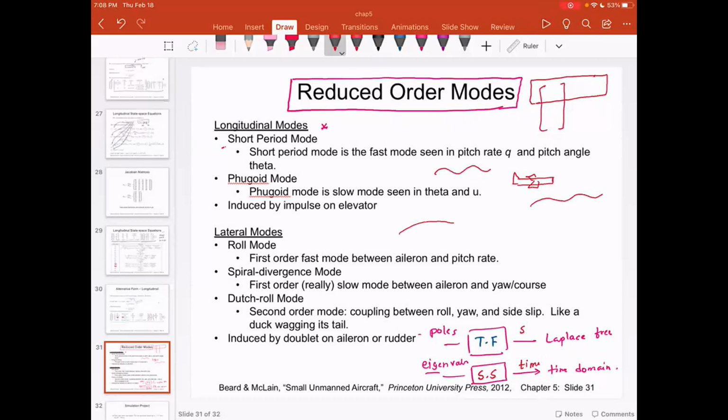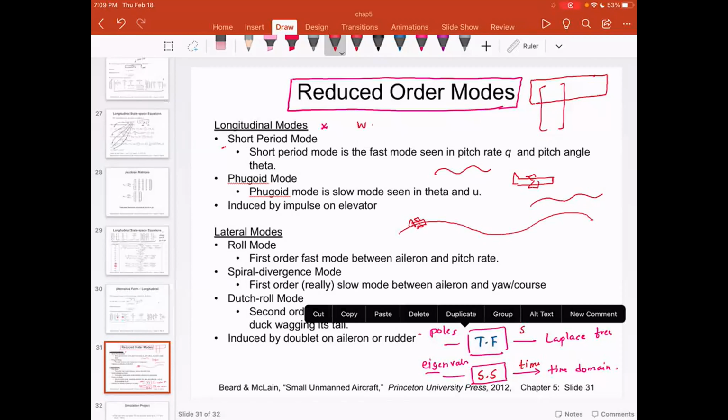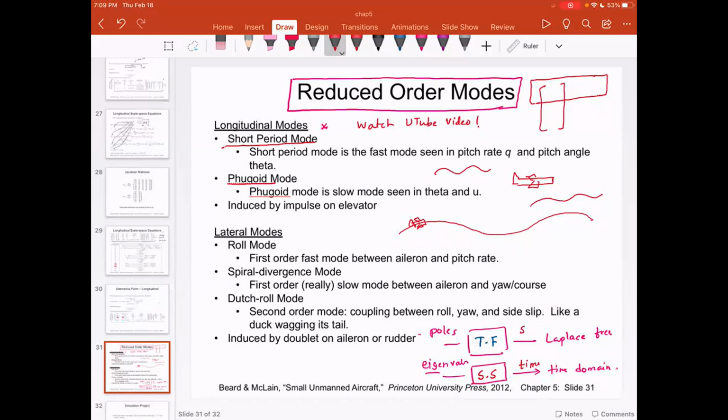Phugoid mode is like the aircraft is in the longitudinal dynamics, but it makes the upward and downward motion because eigenvalues are too far away, the eigenvalues are larger, the period is larger in one mode and the frequencies are smaller in other mode. So I would strongly recommend watching YouTube videos describing this short period mode, Phugoid mode. These are 2 longitudinal modes that are commonly used to study the aircraft dynamics.